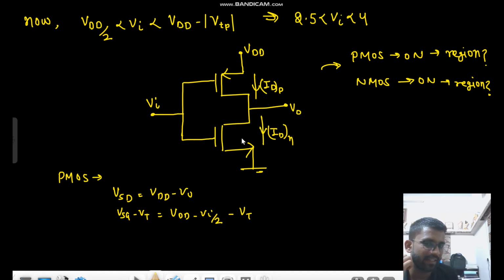If Vin is increasing, that means the current here is increasing. If the current here is increasing, that means the current here also increases. But VSG is decreasing. So if VSG is decreasing, then VSD has to increase. If VSD is increasing, that means the PMOS is moving towards saturation and the value of V naught is decreasing. The same concept that I have explained before. Or there is one more way to analyze it that we will also see. First thing what I am saying is that Vin is increasing, IDN is increasing, that means your IDP is increasing. If IDP is increasing, that means one factor has to increase, but VSG is decreasing. If VSG is decreasing, then VSD has to increase. So if VSD is increasing, that means it is moving towards saturation. So your PMOS is in saturation region.